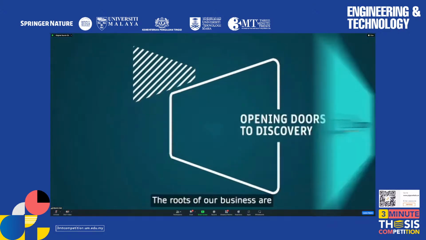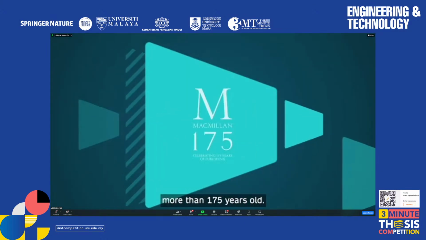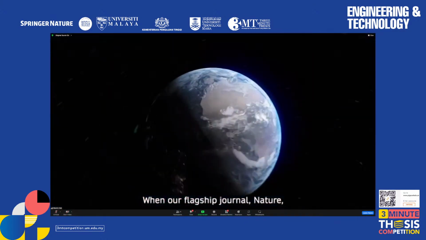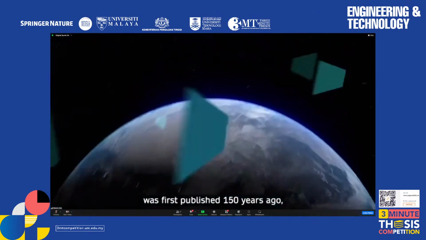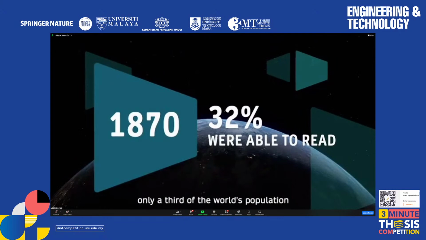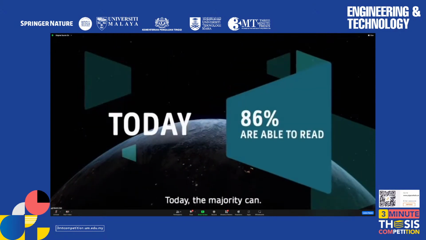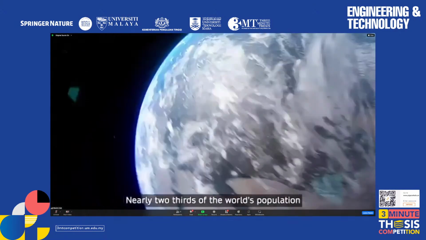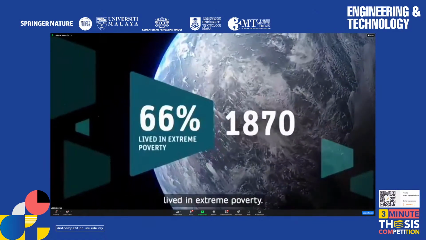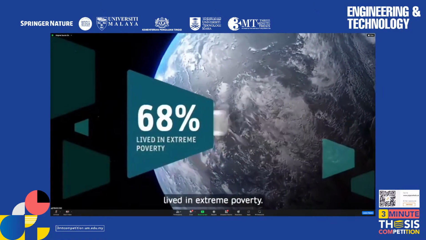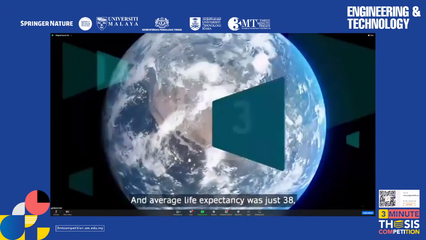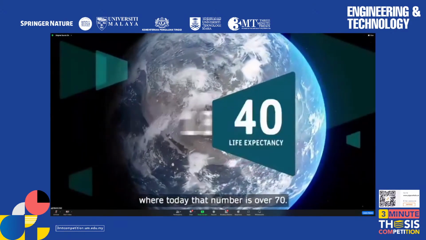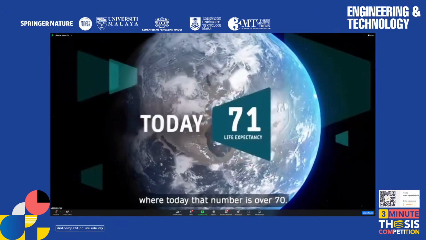The roots of our business are more than 175 years old. When our flagship journal Nature was first published 150 years ago, only 1/3 of the world's population were able to read. Today, the majority can. Nearly 2/3 of the world's population lived in extreme poverty. Now most are poverty-free. And average life expectancy was just 38, where today that number is over 70.